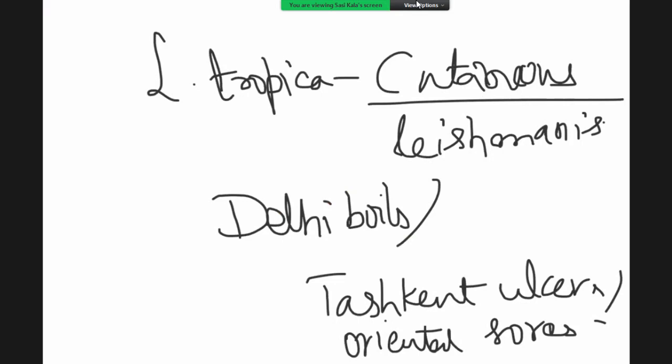Even for this, sandfly is the vector, the intermediate host vector also. Right? So this is a short list of protozoan diseases.